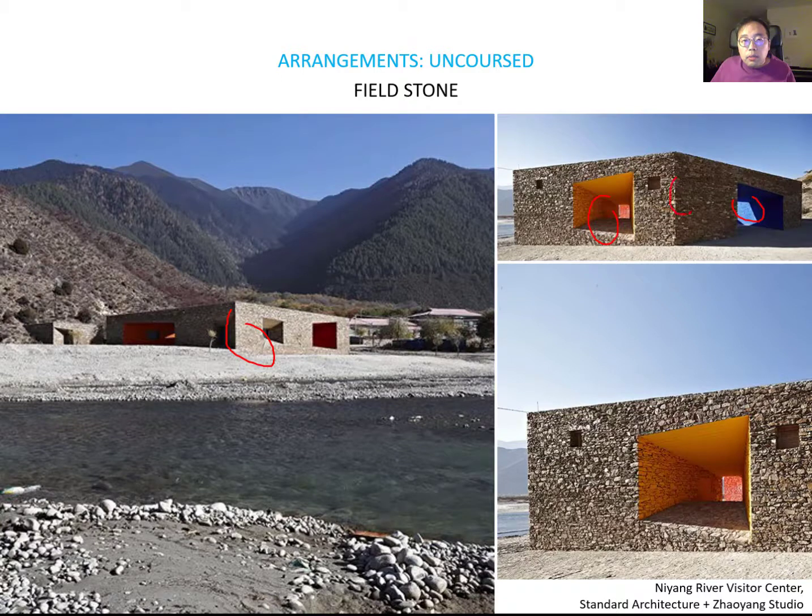This color represents Tibet, and this color actually uses local mineral pigment directly painted on the stone surface. This random arrangement has great balance with the existing nature.